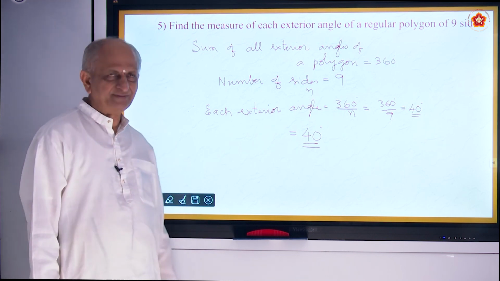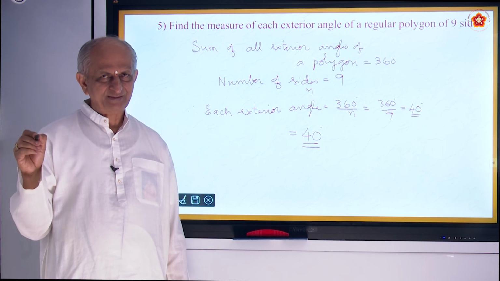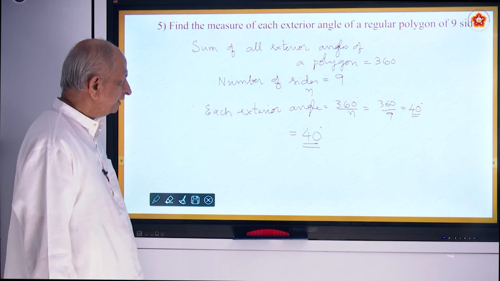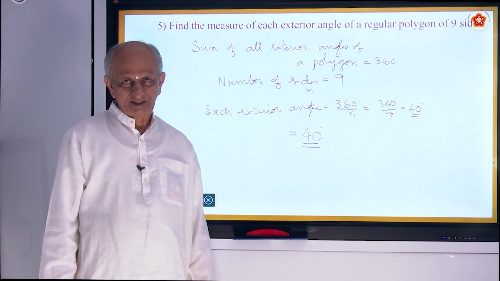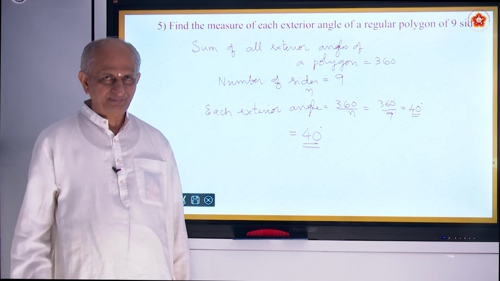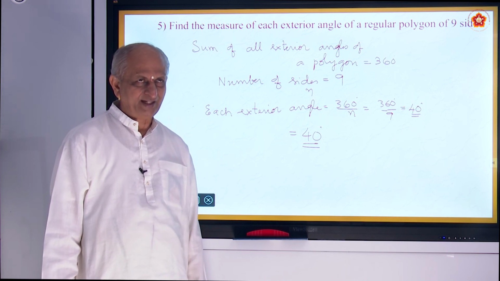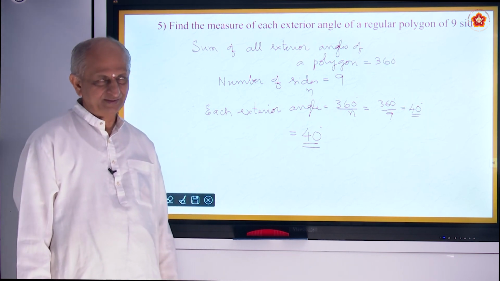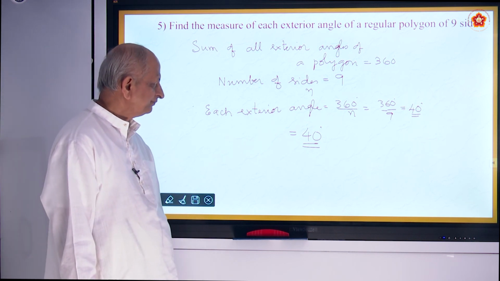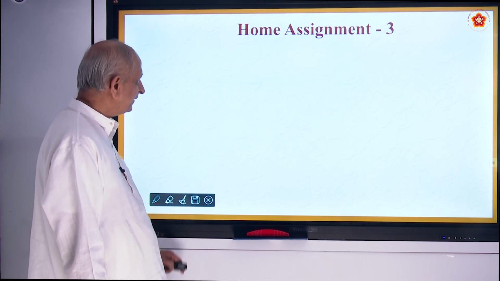Suppose you have 10 sides, 360 by 10. Suppose you have 8 sides, 360 by 8. Like that, you have to do it. What is the name of that? Anybody? A polygon having 9 sides, what is it called? Correct? Nonagon. 10 sides, what do you call it? Decagon. 12 sides, dodecagon. Okay. Now we will see home assignments.